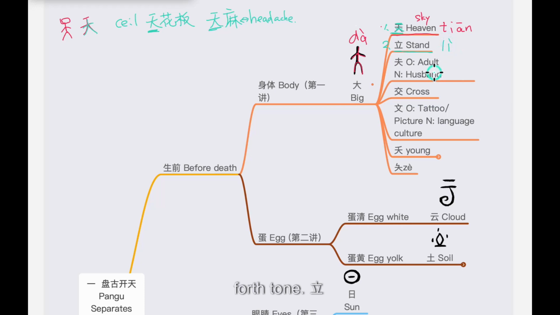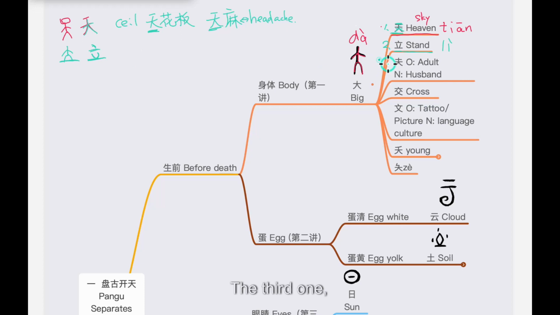立. Fourth tone. 立 means to stand. If you draw it, you still start with a person standing and a line underneath means the ground. In today's writing, it's like this. The head, the arms, and the leg standing on the ground. 立.